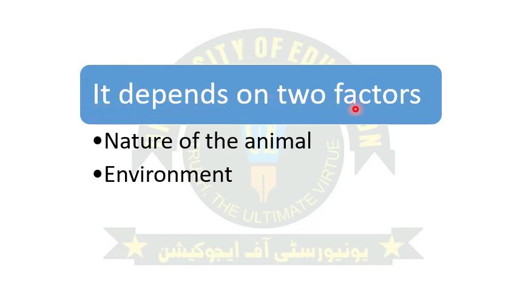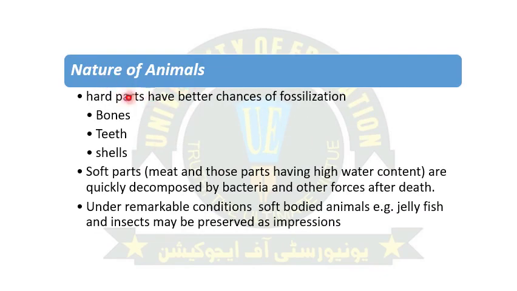Fossilization depends on two factors: the nature of the animal and the environment where the organism died, the type of environment. Nature of animal. In the animal, the hard parts have better chances of fossilization, like bones, teeth, shells, while soft parts, just like meat and those parts having high water content, are quickly decomposed by bacteria and other forces after death. Under remarkable conditions, soft-bodied animals, for example jellyfish and insects, may be preserved as impressions.